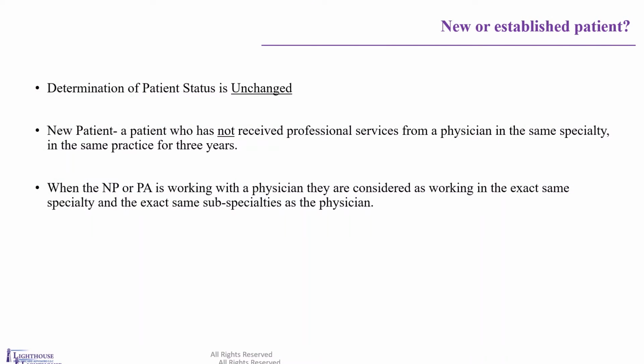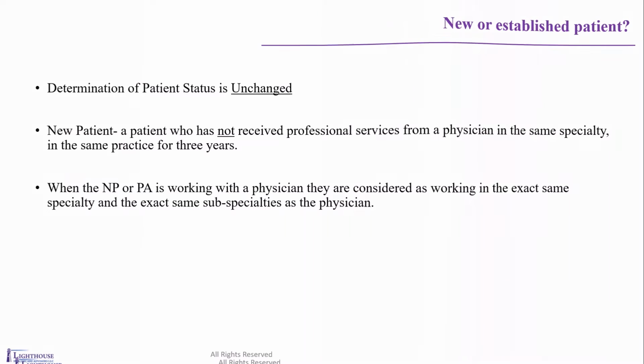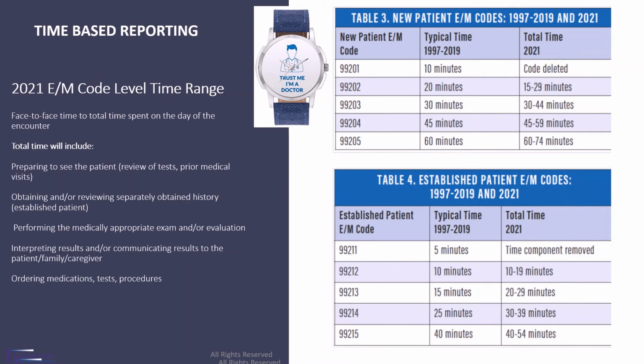New and established patient documentation remains the same for 2021. So a new patient is a patient who has not received professional services from a physician in the same specialty, in the same practice for 3 years. As I mentioned, time or MDM is a deciding factor for an E&M level. So let's see what the guidelines are for time-based reporting for an office visit.